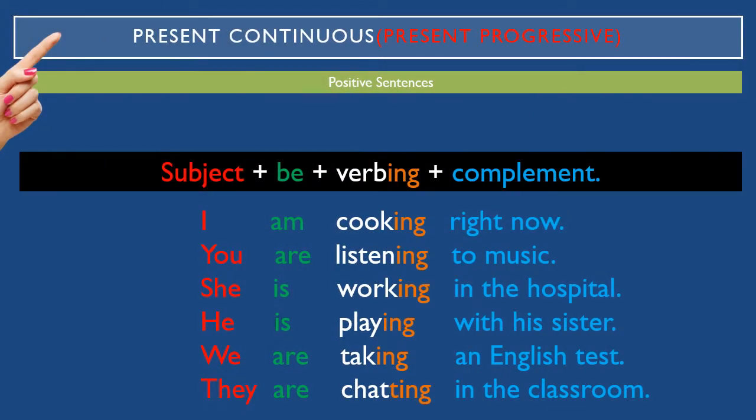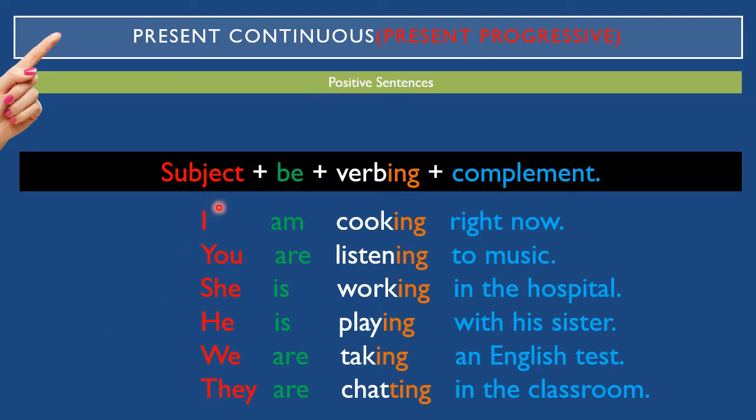To form a present continuous or present progressive positive sentence, we have the following formula. We have the subject plus the verb be plus the verb with ing plus a complement. So let's read the examples that we have. The first one, I am cooking right now. Let's continue. You are listening to music. She's working in the hospital. He is playing with his sister. We are taking an English test. They are shouting in the classroom.